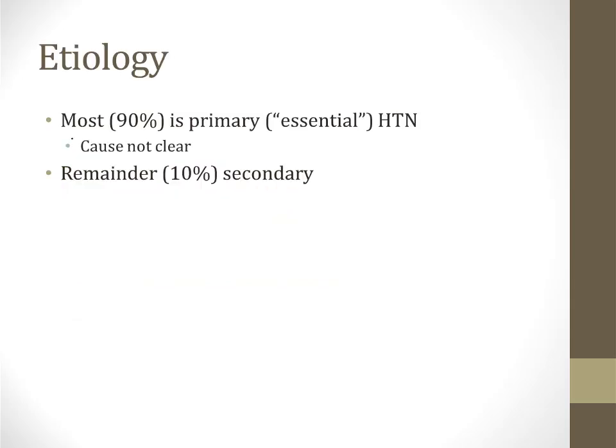In the video on hypertension, I explained how most cases of high blood pressure, about 90%, are what's known as primary or essential hypertension, and the cause of this condition is not clear. In a smaller subset of cases, about 10%, the hypertension is secondary to some other disorder, and what we're going to talk about in this module are causes of secondary hypertension.